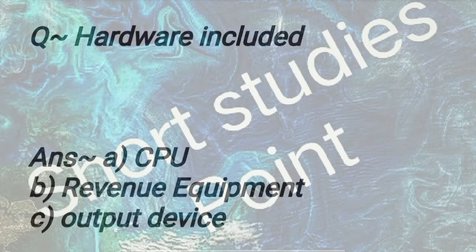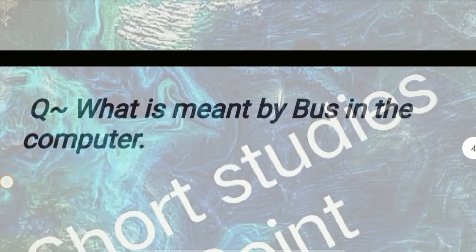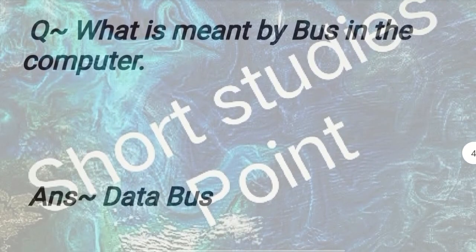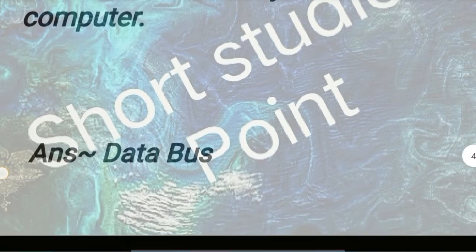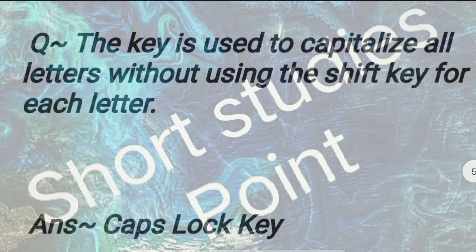Answer: A. CPU, B. revenue equipment, and C. output device. Next question: what is meant by bus in the computer? Answer: data bus. Next question: the key is used to capitalize all letters without using the shift key for each other. Answer: caps lock key.